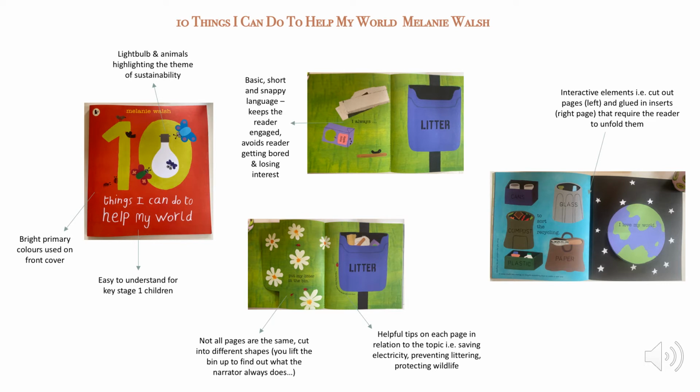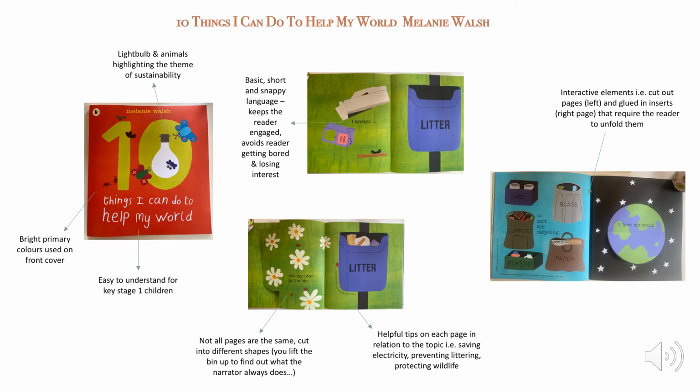10 Things I Can Do to Help My World by Melanie Walsh was the first book I looked at. You'll see there is a heavy use of bright, typically primary colours used consistently. On the cover, the author uses a straightforward title with illustrations that highlight the topic of the book, for example the light bulb and the butterflies.